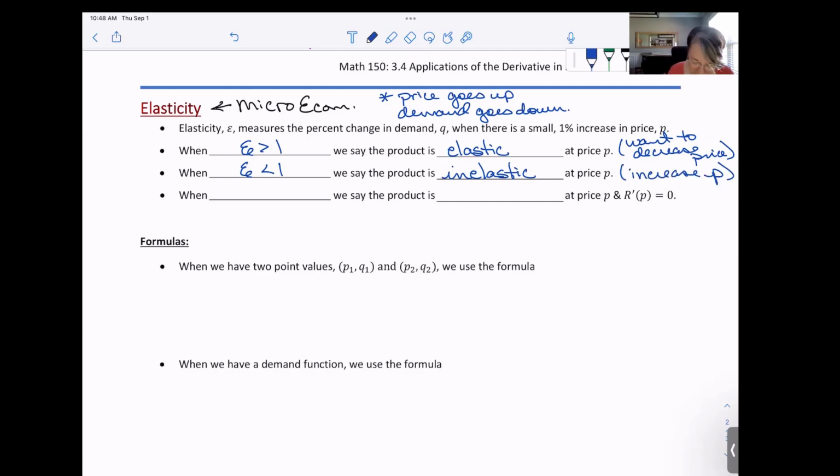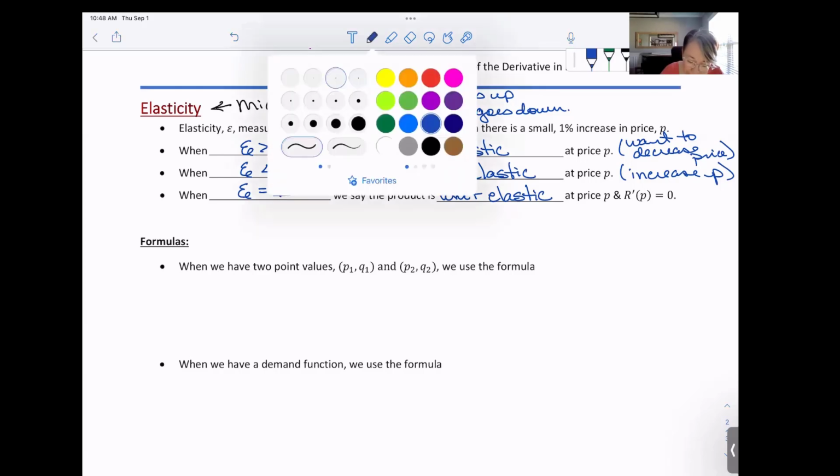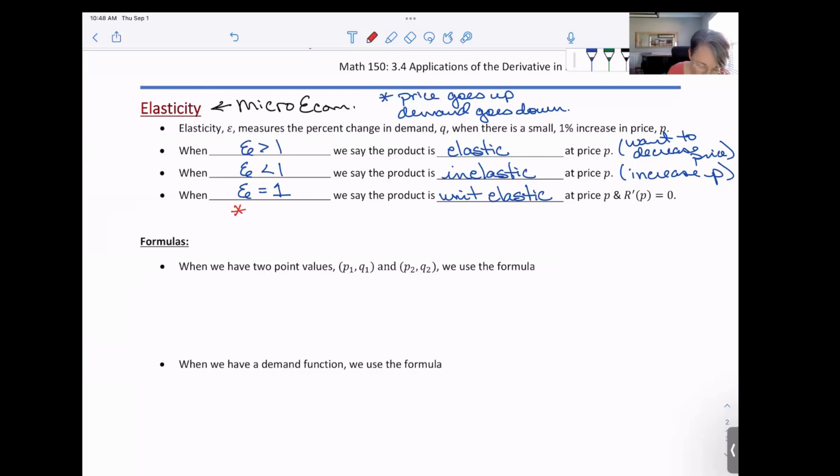Very rarely does this happen just by accident, but when the elasticity equals 1, we say that the product is unit elastic at that price. Also means that the marginal revenue, or that derivative of your revenue, is 0. We like it when it is equal to 1.